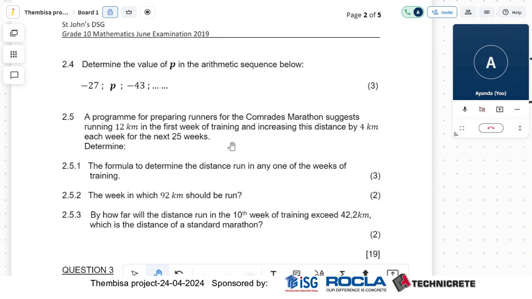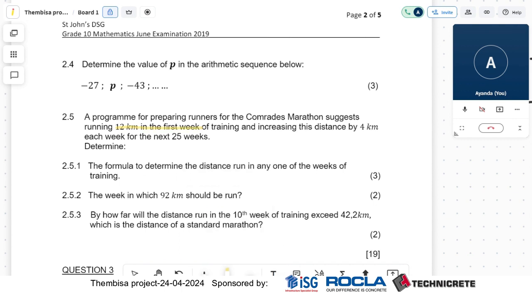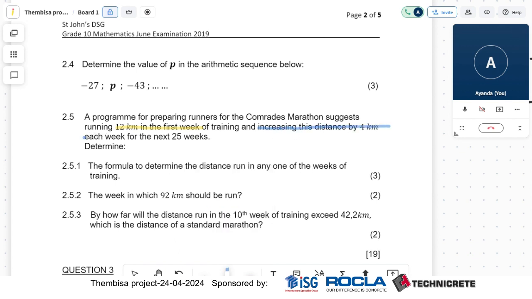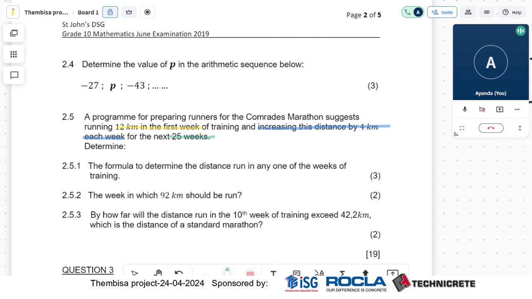Question 2.5. A program for preparing runners for the Comrades Marathon suggests running 12 kilometers in the first week of training and increasing this distance by 4 kilometers each week for the next 25 weeks. So let's highlight the important information here. The program suggests we run 12 kilometers in the first week, and each week we increase our distance by 4 kilometers. And all of this needs to happen for a total of 25 weeks.